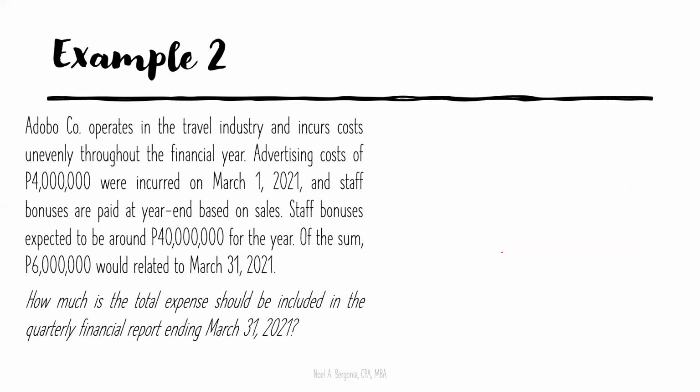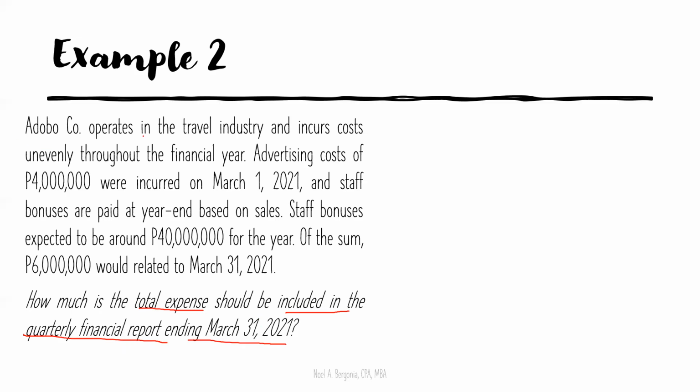So let's proceed with example number 2. In example number 2, the question was how much is the total expense that should be included in the quarterly financial report ending March 31, 2021. So how much is the total expense? Let's see what the components of this expense are.